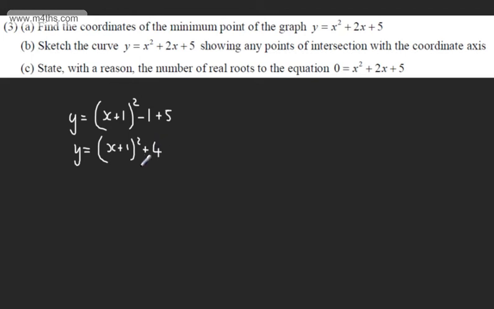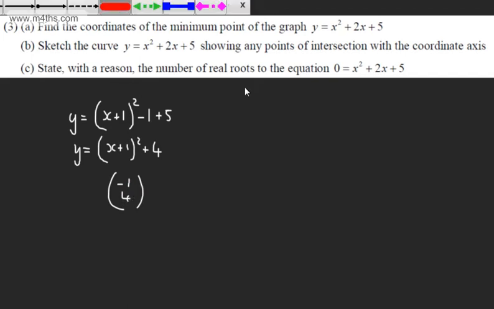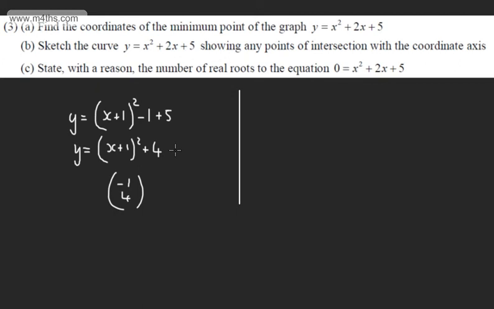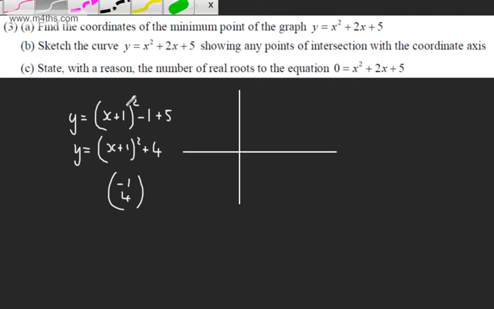If we think about this as two different graph transformations, we can see that this is a translation of 1 unit to the left and 4 units upwards. So we're going to have minus 1, 4. If I just wanted to show this as a position on a set of coordinate axes, we're going to have the point here, minus 1, 4. All I've done is taken the original x squared graph and translated it horizontally and vertically. So the point just here, minus 1, 4, is the minimum point.